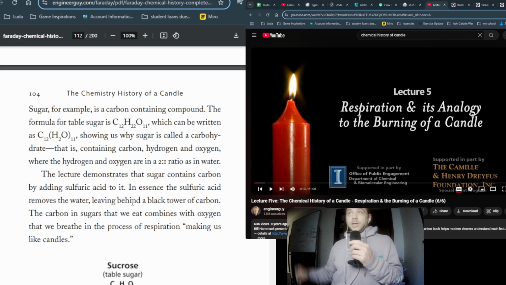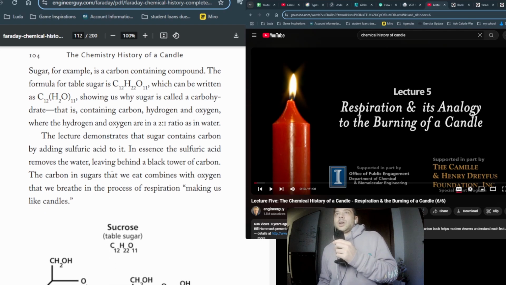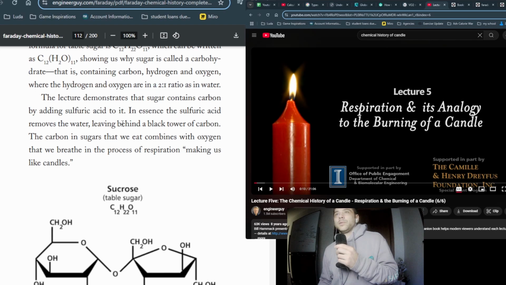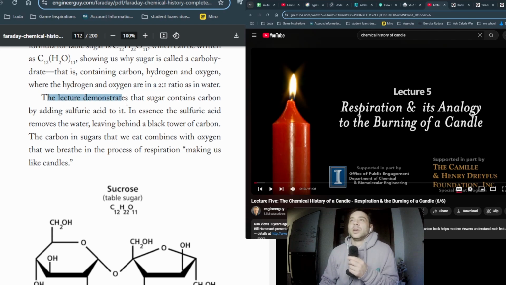Sugar, for example, is a carbon-containing compound. The formula for table sugar is 12 carbons, 22 hydrogens, and 11 oxygens, which can be written in this fancy formula, showing us why sugar is called a carbohydrate, containing carbon, hydrogen, and oxygen, where the hydrogen and oxygen are in a 2-to-1 ratio as in water.